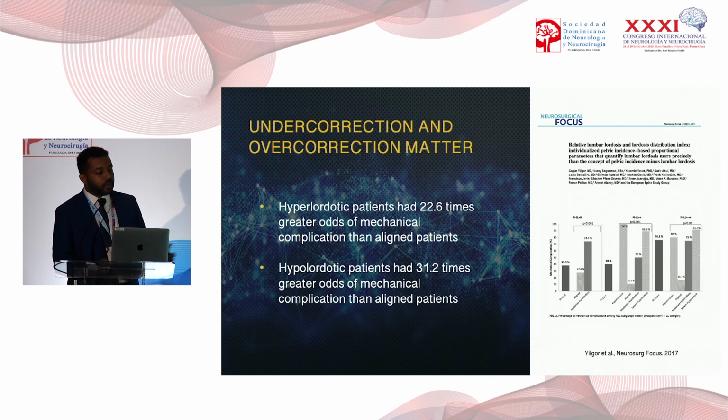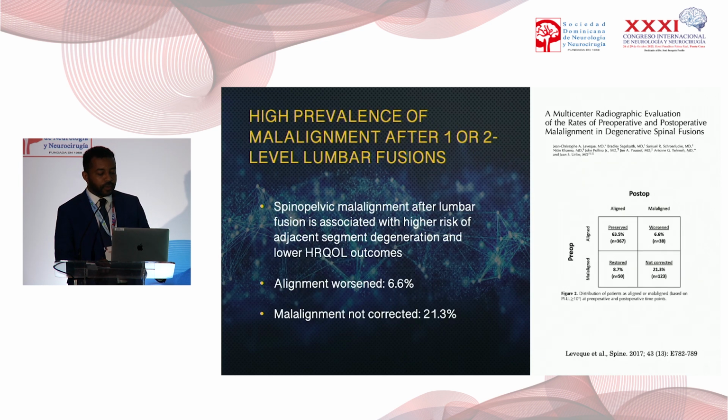Because undercorrection or overcorrection in spinal surgery leads to mechanical failure of the implant and pseudoarthrosis. If you look at hyperlordosis, if you give someone too much lordosis, they have almost 23 times greater odds of a mechanical complication in comparison to patients who have normal alignment. And the reverse is true. If someone is underlordosed, 31 times greater odds of a mechanical complication, defined as rod fracture, proximal junctional kyphosis, or proximal junctional failure.